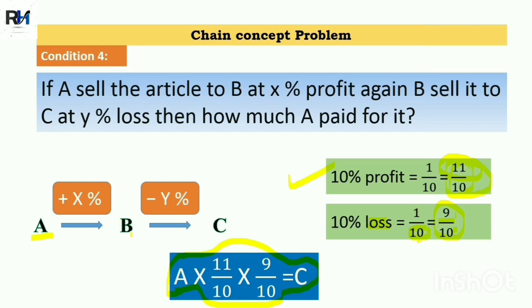After that, B sells it to C at Y% loss. Loss is given. That's why we have multiplied it by 9 by 10, because we have subtracted 1 from 10, and then we get the fraction 9 by 10. After that, we get the value of CP, or the amount paid by C. In this problem it has been asked how much A paid for it. So in this problem the CP of C must be given. That's why here we are asked for the CP of A.